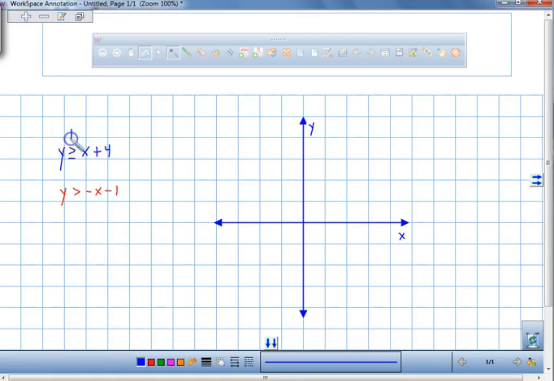Now, this symbol tells me two things about what I need to do with the graph. Because of the equal sign, I know the graph's going to be solid. And because of the greater than, I know it's going to be shaded above. So I'm going to put shade above. Over here, that inequality sign, being that it's greater than, tells me two things. One, we're going to have a dashed or a dotted line. I'll just put dotted. And it's also going to be shaded above. So I'm going to put shade above.